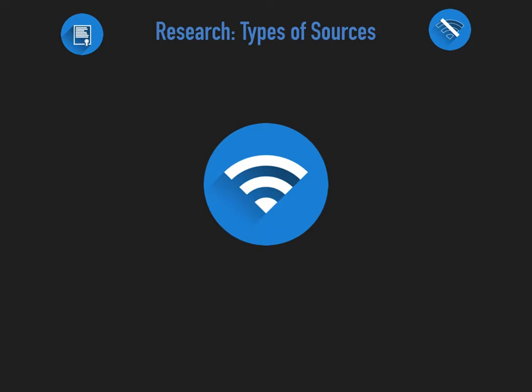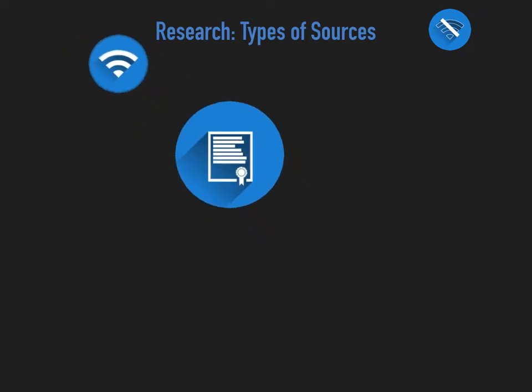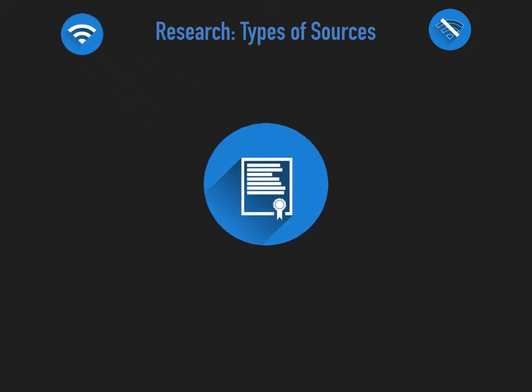Regardless of the source that you are using, it is important to be skeptical. Always verify the accuracy of your information, even if it's from a reliable source. The best form of evidence, however, are scholarly or peer-reviewed sources.